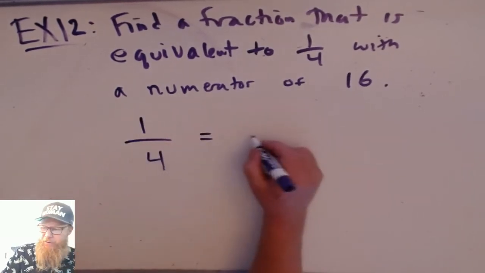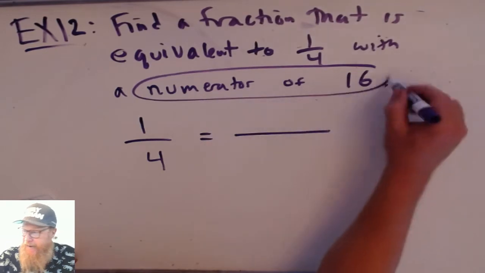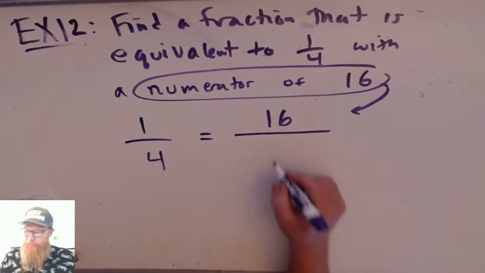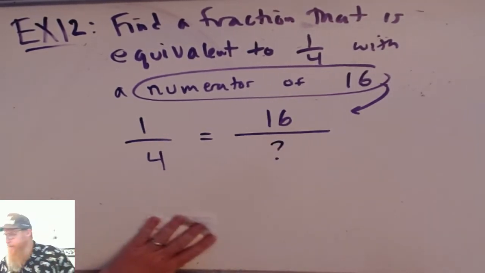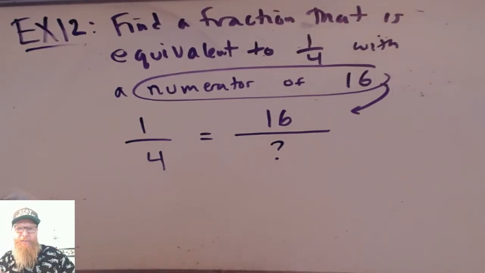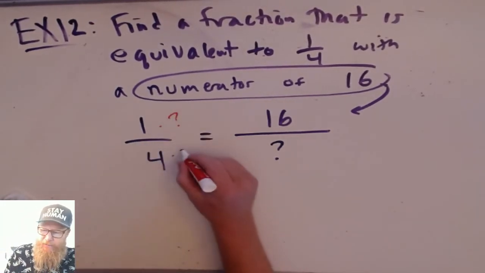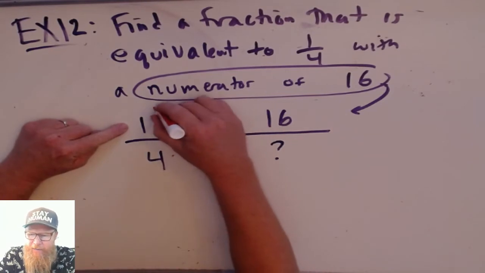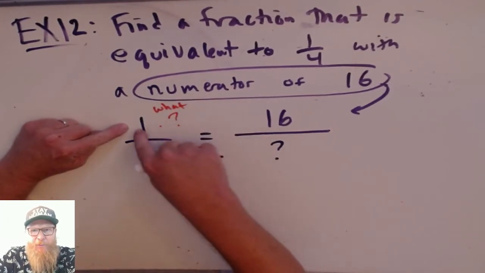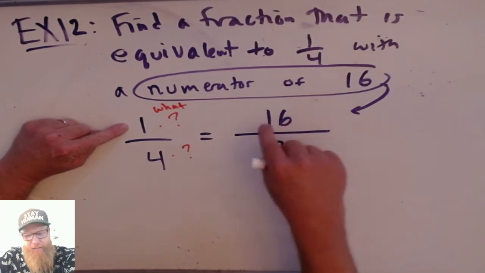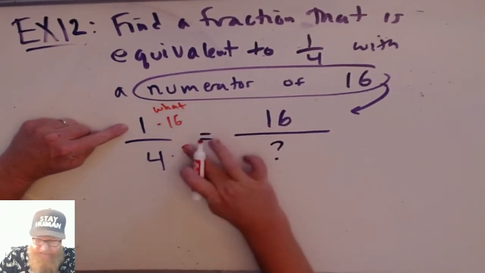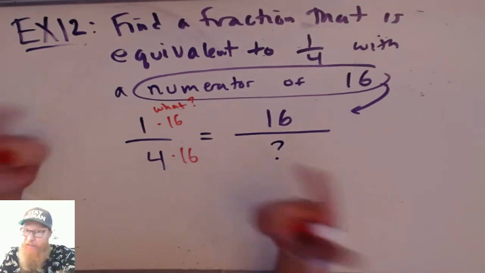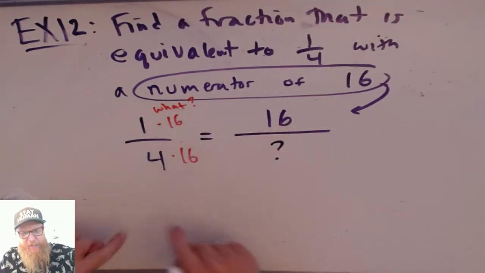So I've got 1/4 equals blank. This time I'm specifying the numerator. The numerator is specified to be 16. And then the denominator is what? I don't know. So again, just ask yourself, what does 1 have to be multiplied by to give you 16? Well, it has to be 16. So what is that magic number? It's 16. 16 divided by 1 is 16.